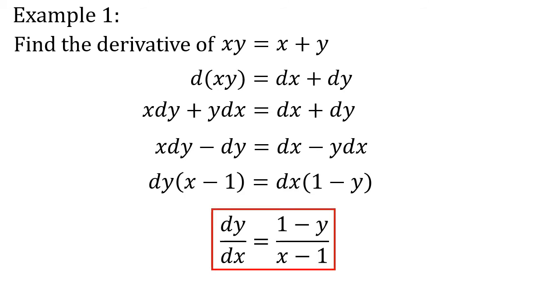To be short, as you can see, dx was divided here. It became dy over dx, and x minus 1 was divided here. So that's why it became 1 minus y all over x minus 1. Again, our final answer is dy over dx equals 1 minus y all over x minus 1. You get it?